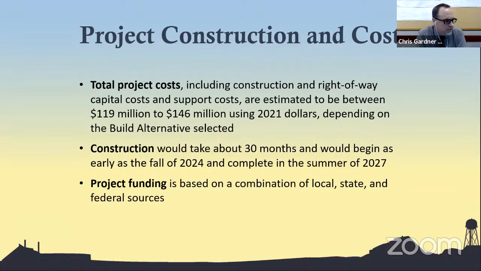Project construction and cost. This slide covers a few aspects of the project. The first bullet is total project cost. Project cost can be broken down into three main components. The first is construction cost. This includes the amount the contractors paid in addition to the support cost associated with managing the construction contract. This is the bulk of the overall project cost. The second is right-of-way cost, which includes utility relocations, right-of-way acquisitions, business relocations, and building demolitions.